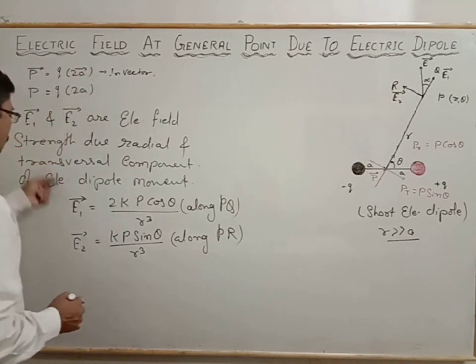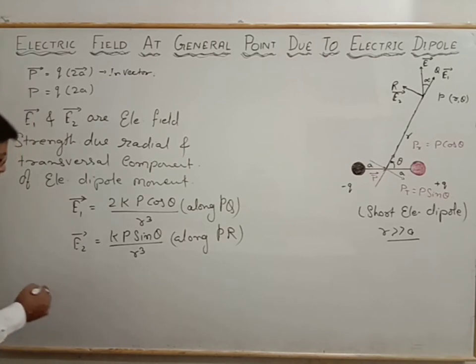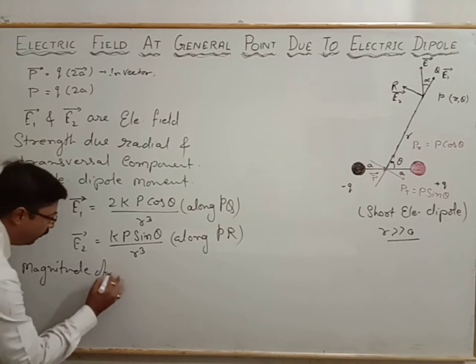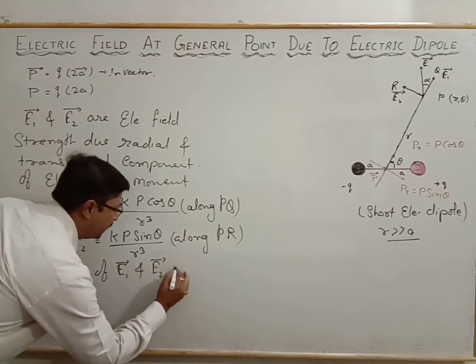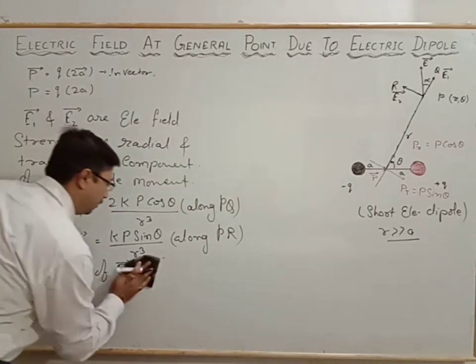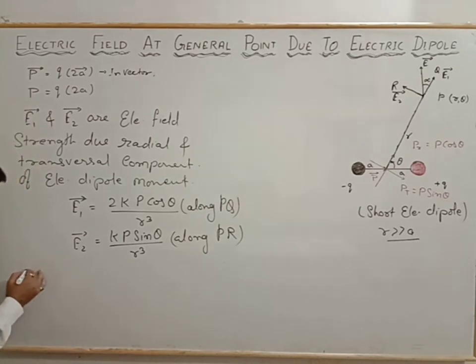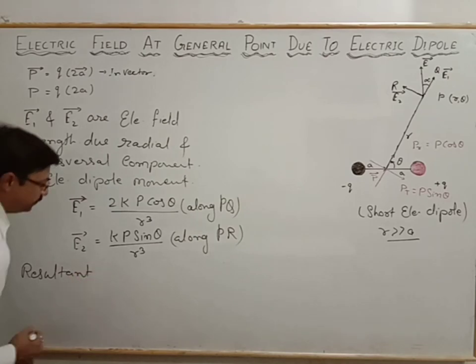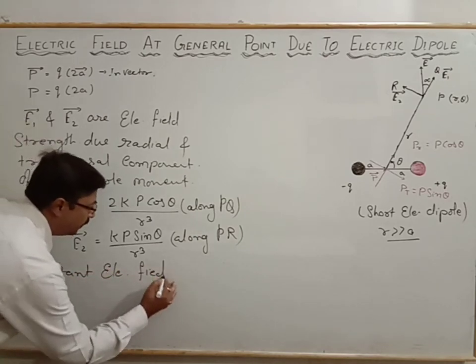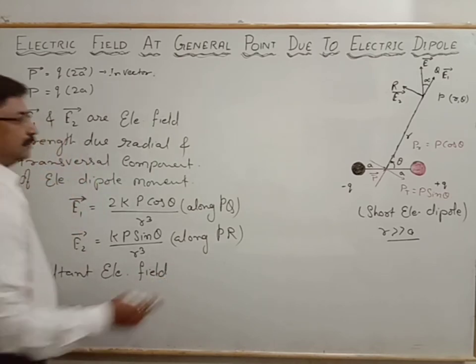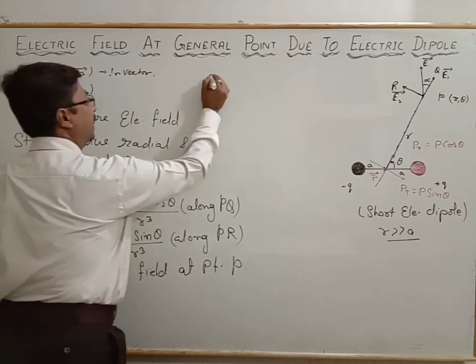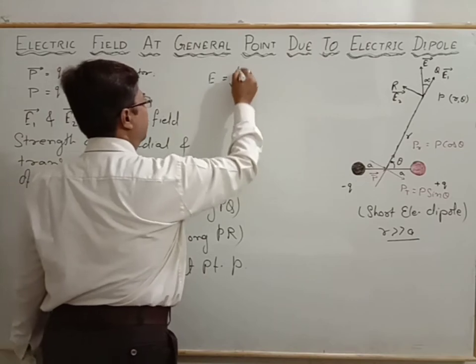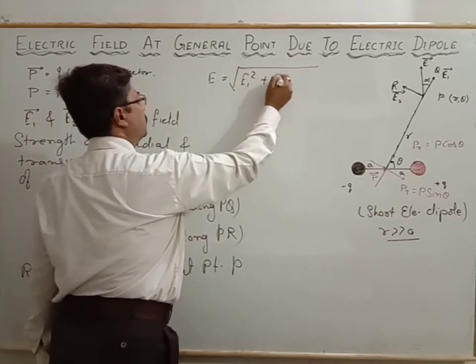Now the resultant of the two electric field vectors E1 and E2, the net electric field, is the resultant of the magnitudes of E1 and E2 at point P. So we will write the resultant electric field E as the root of E1 square plus E2 square.